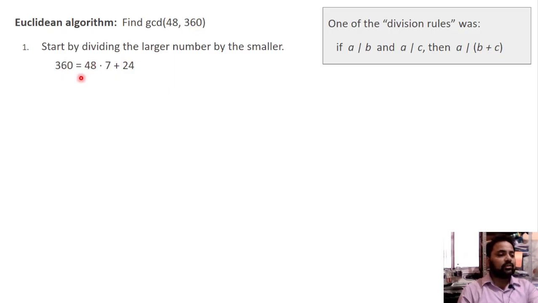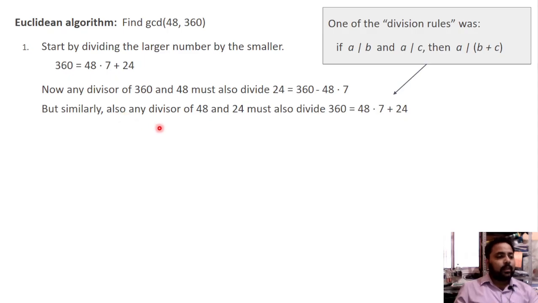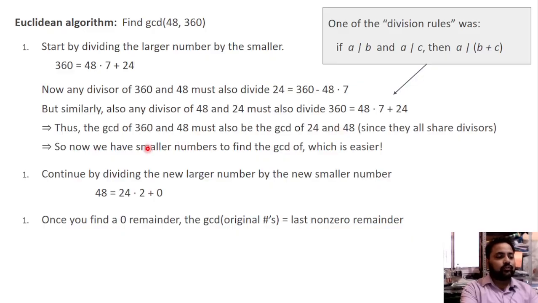48 and 360. 360 is the larger number, so here 360 equals 48 into 7 plus 24. Now any divisor of 360 and 48 must also divide 24, which is equal to 360 minus 48 into 7. But similarly, any divisor of 48 and 24 must also divide 360, which is equal to 48 into 7 plus 24. Thus the GCD of 360 and 48 must also be the GCD of 24 and 48.